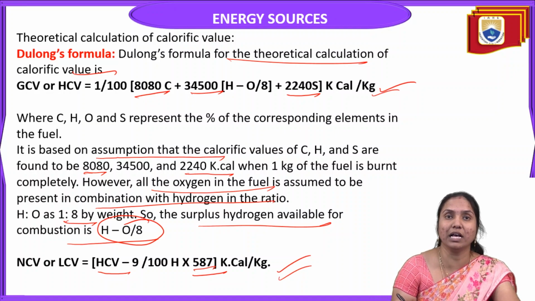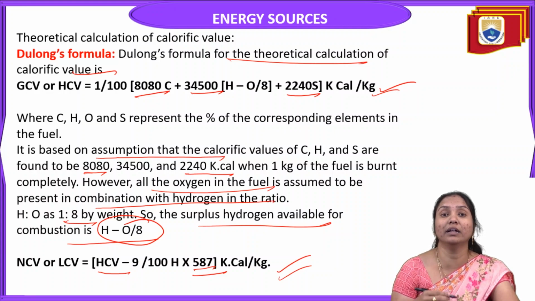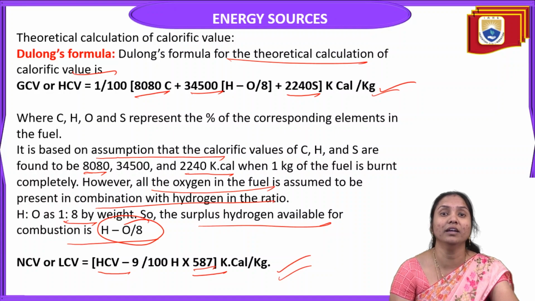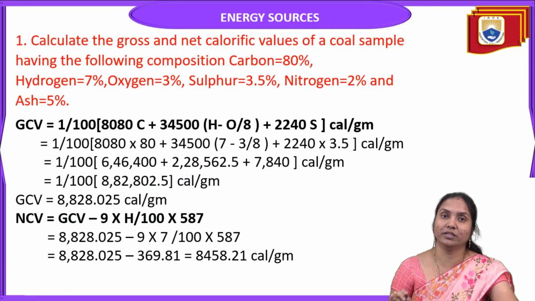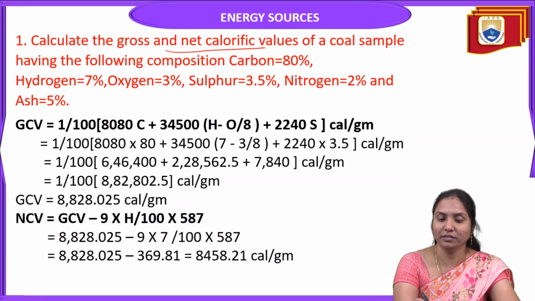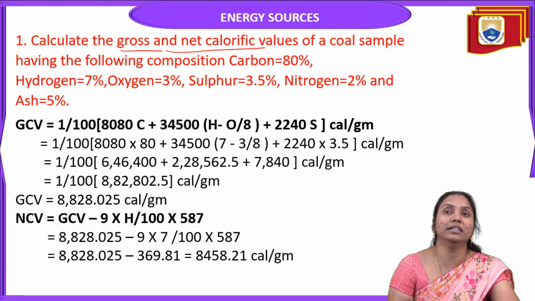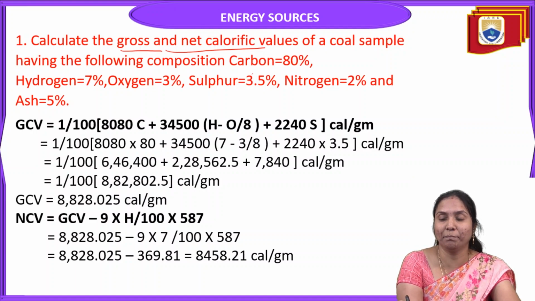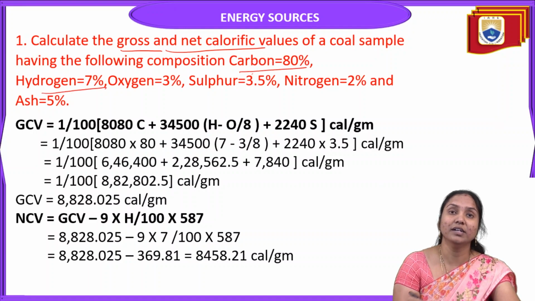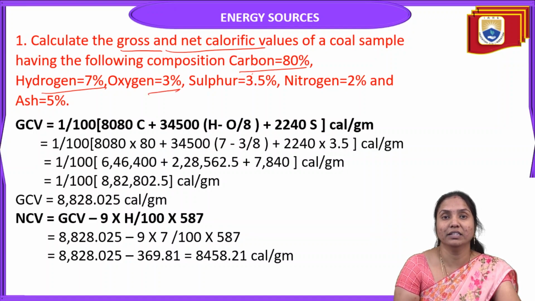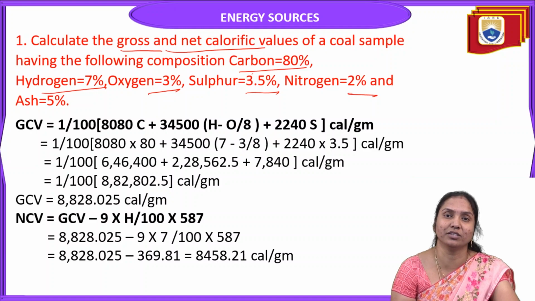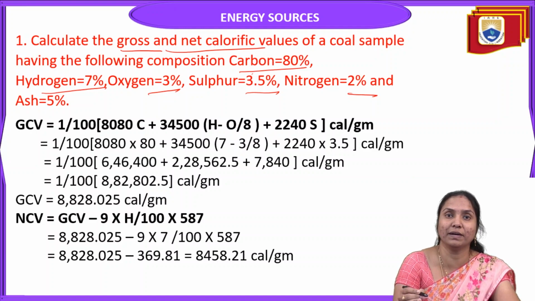By using these two formulas, we can calculate the gross calorific value and net calorific value of a fuel. They are most important for numerical problems. Now see the problem based on HCV and LCV. Calculate the gross and net calorific values of a coal sample having the following composition: carbon 80%, hydrogen 7%, oxygen 3%, sulfur 3.5%, nitrogen 2% and ash 5%.